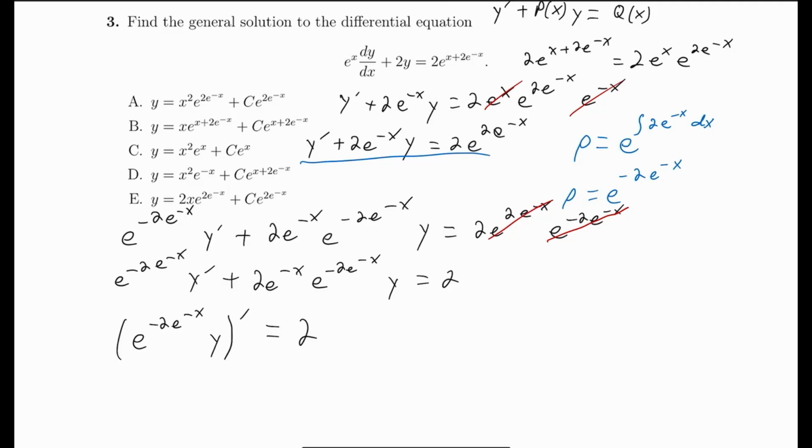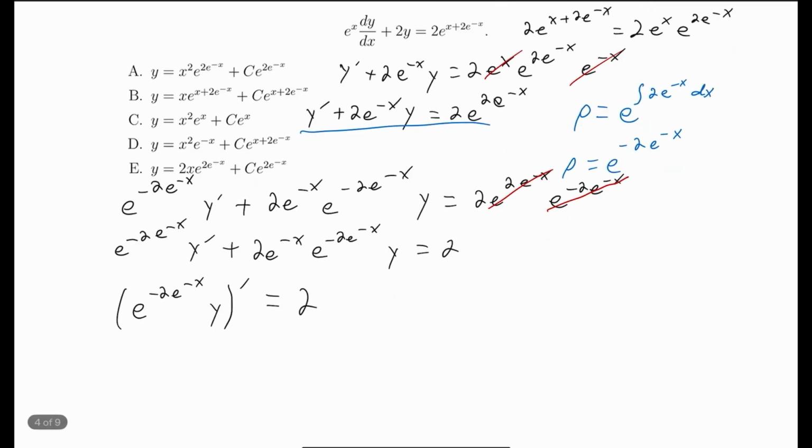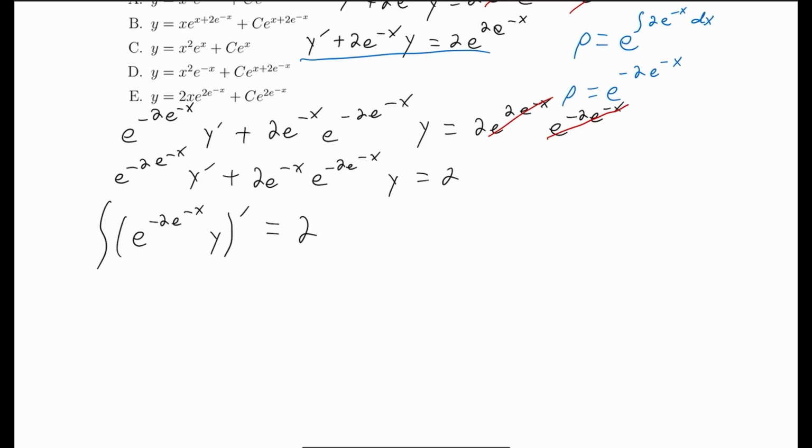Now to solve for y, because we have that prime on the left-hand side, we can integrate both sides with respect to x. Integrating the derivative just gets us the original function, so e^(-2e^(-x)) times y. And that will be the integral of 2 is just 2x. And we'll throw our plus c over on that right-hand side. There would be a plus c on the left-hand side, but because they're both just arbitrary constants, we can subtract it over and combine them into one different plus c.